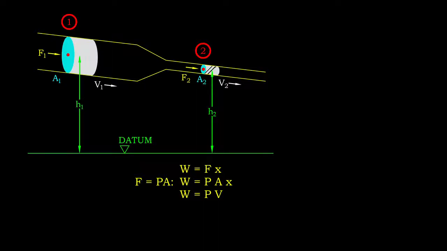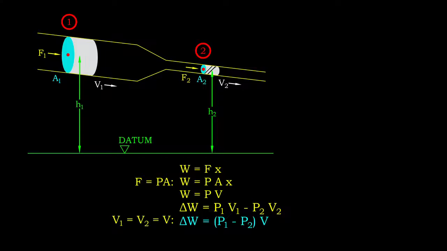Let us process the multiplication of A and x and introduce volume V. The change in work done is expressed as follows. Since the fluid is incompressible, the volume of fluid mass in consideration for both points does not change. Therefore, we can simplify the expression for the change in work done.